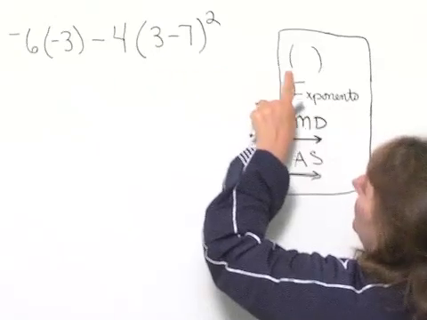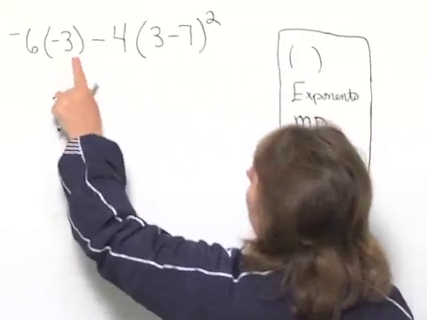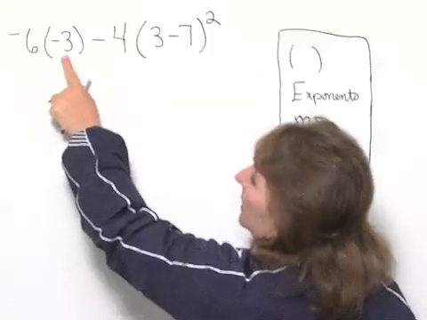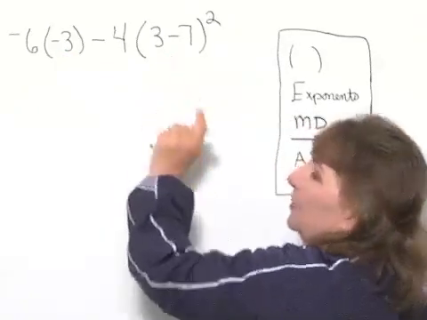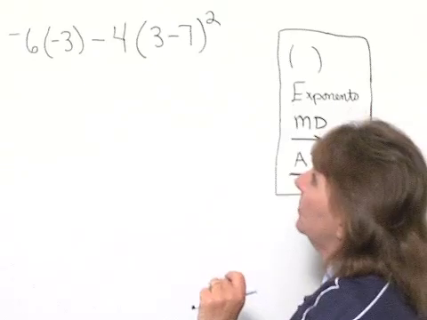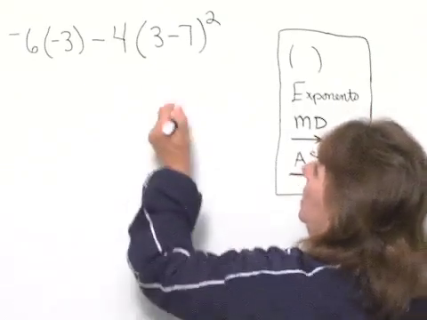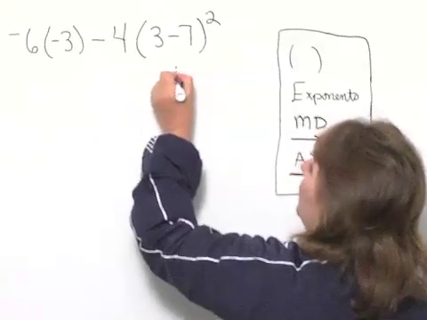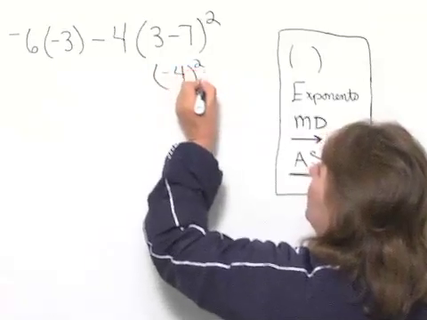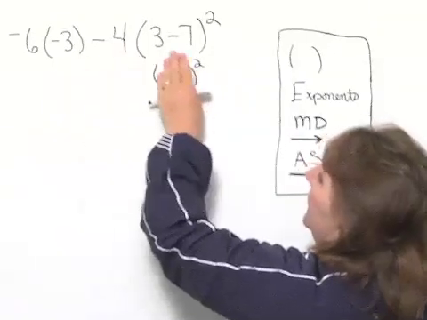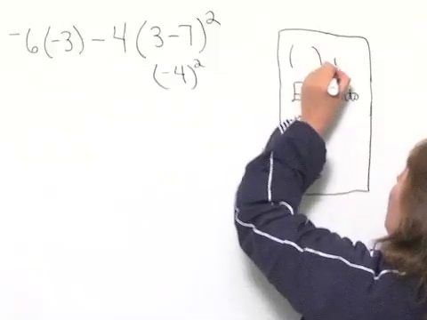So we see the parentheses here. We look at the problem, there's parentheses. But all the calculations inside those parentheses are complete. We have another set of parentheses here, but here we have to subtract 3 minus 7. So 3 minus 7 is -4. Copy down the problem carefully. We have a -4 squared. Now that we've completed all the parentheses, we can check it off.